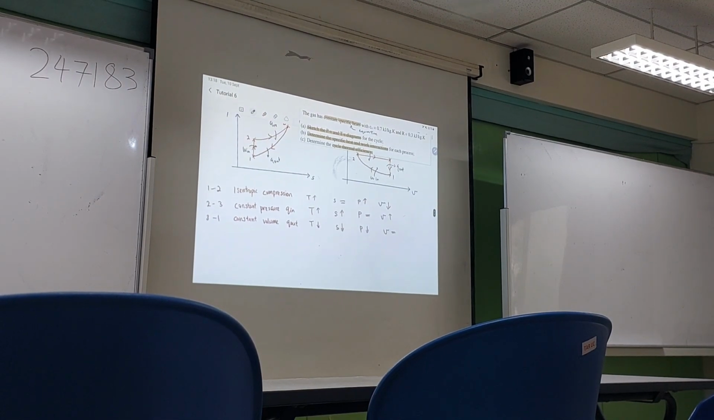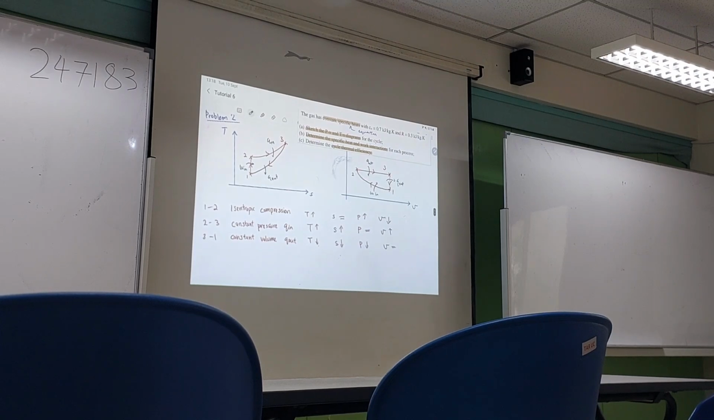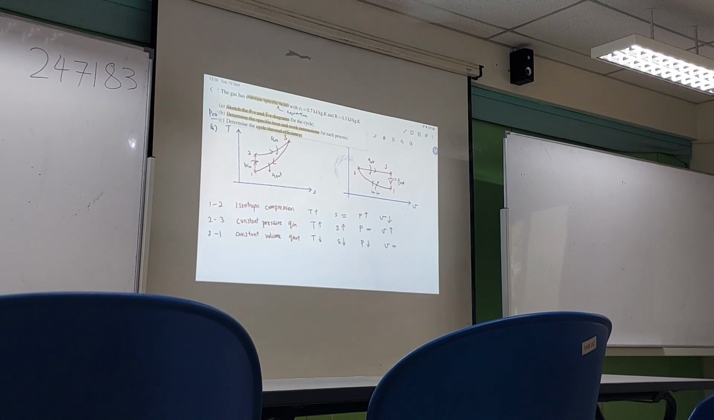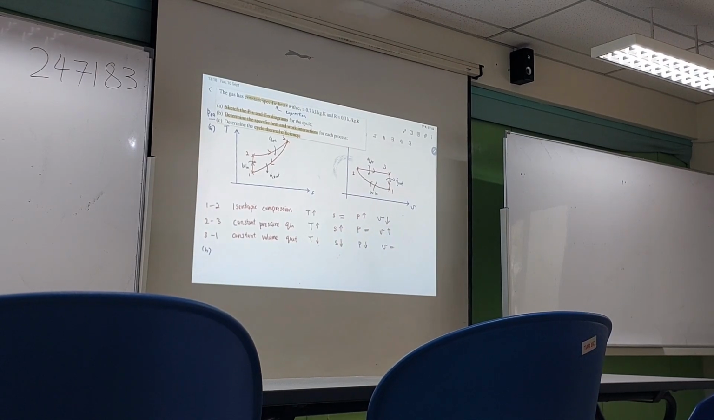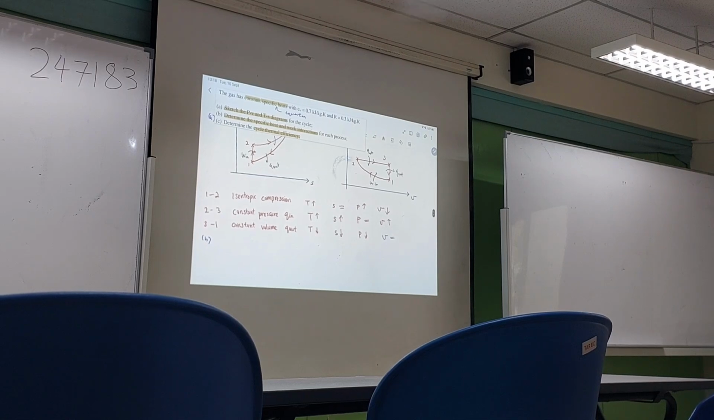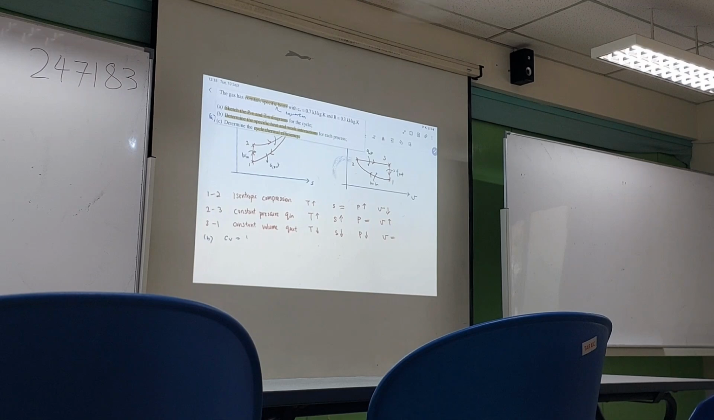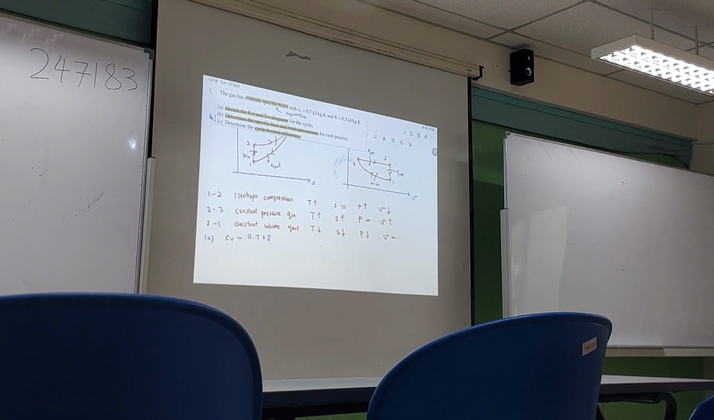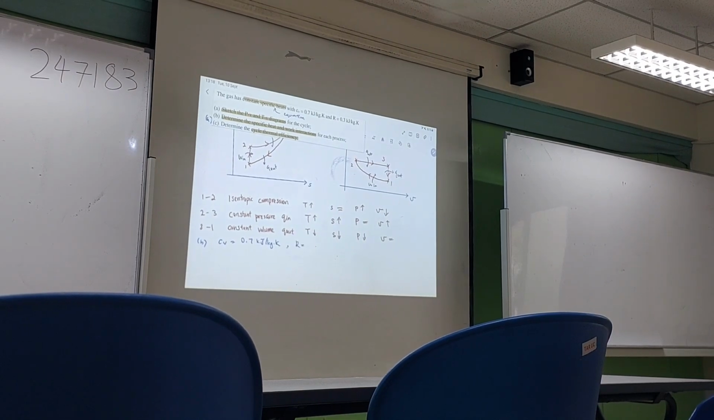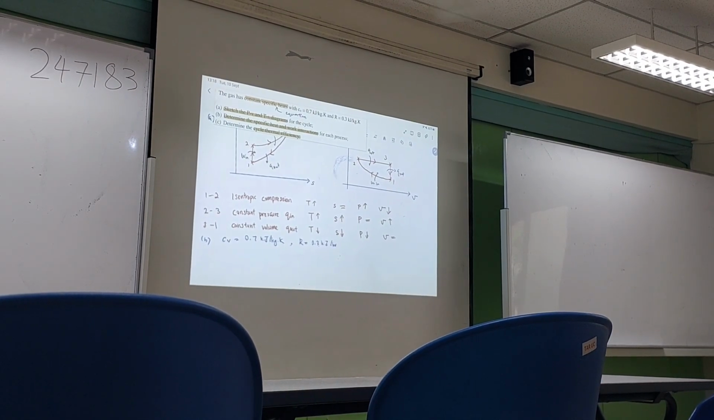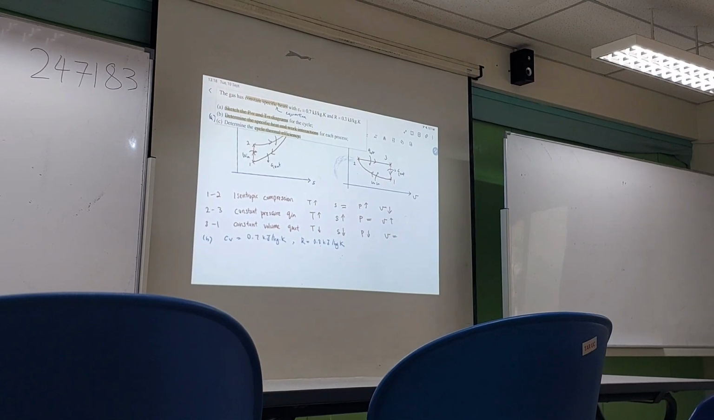Okay, so now we move on to analyzing the problem. This is part A. So B, we need to determine the specific heat and work interaction for each process. So you analyze each of the processes. The information given by the question is that Cv equals to kilojoule per kg Kelvin, R equals to 0.3 kilojoule per kg Kelvin. So these are the information given by the question.